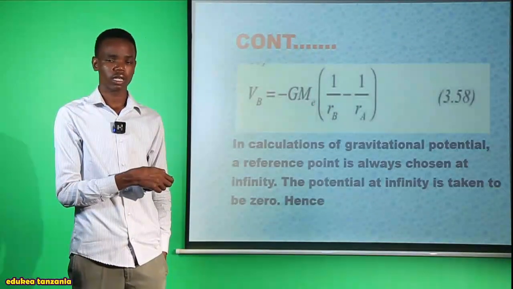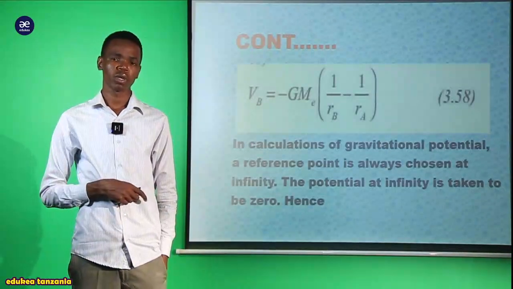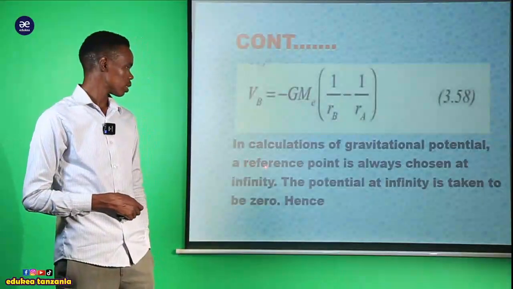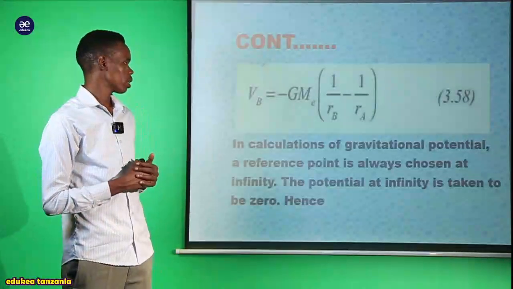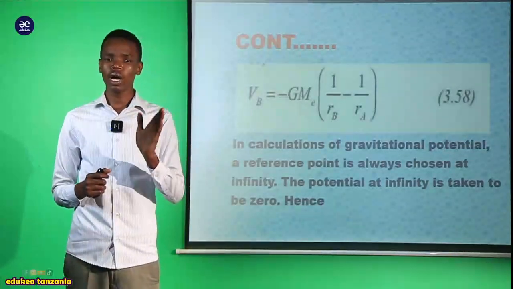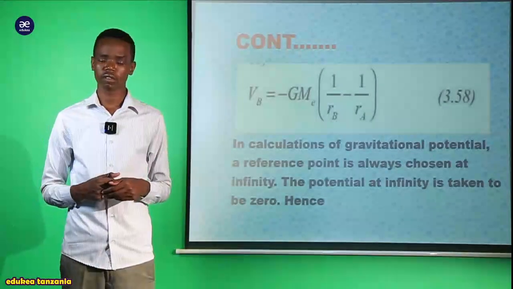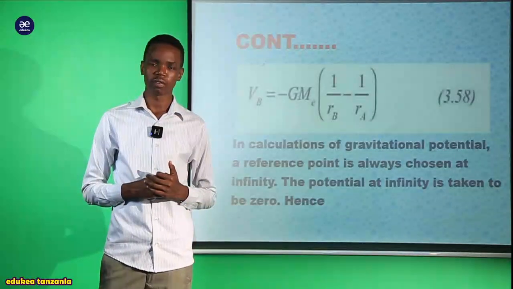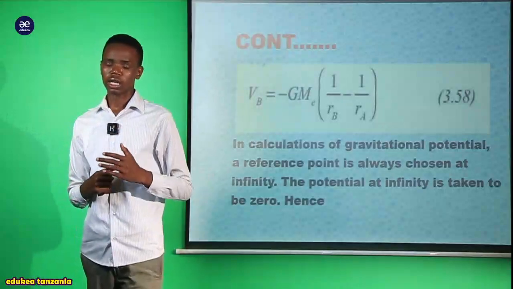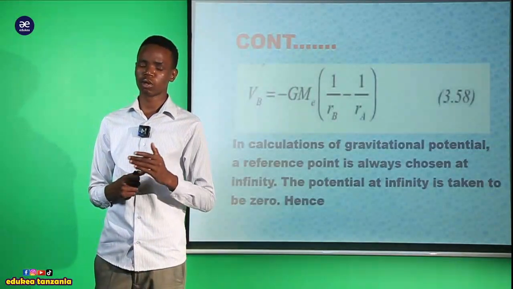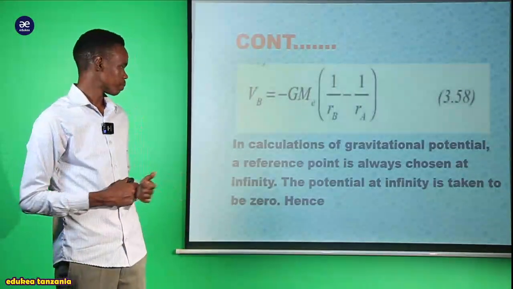GMe as a constant now, and try to integrate dr over r squared. If we integrate, my dear student, we should obtain that VB, the gravitational potential, must be equal to negative GMe times (1 over RA minus 1 over RB). This is equation number 58 on our topic number 3, on gravitational simple harmonic motion and also circular motion.